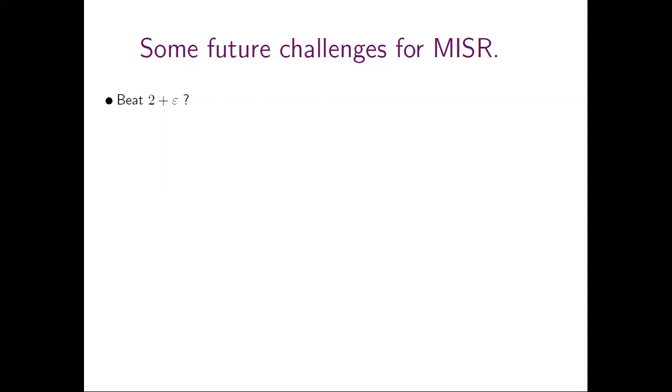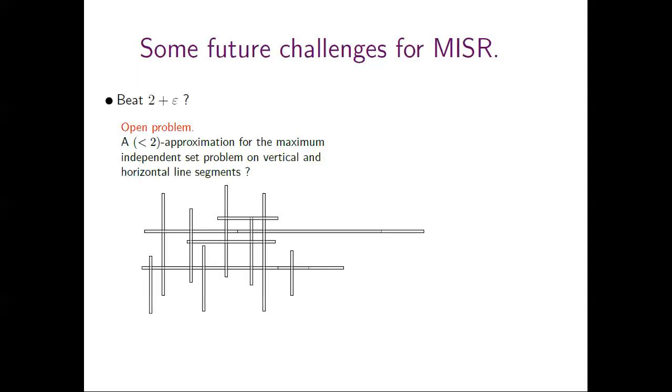I don't know if it's clear what I'm saying, but the fact is that we don't know how to beat 2. The reason it's not clear is that there is a special case, which is where the rectangles have length 1 in one of the dimensions. So either they are like this or like this. You can imagine that they are horizontal or vertical lines.